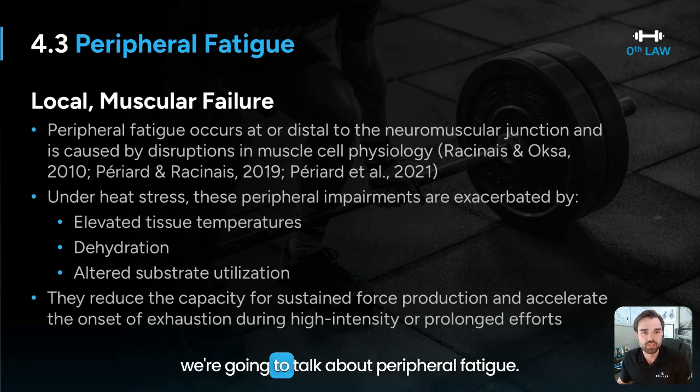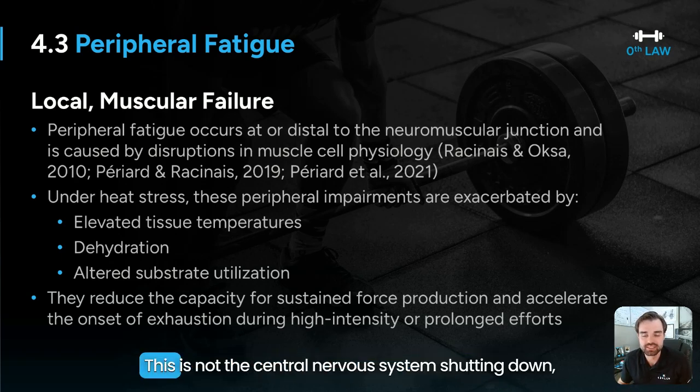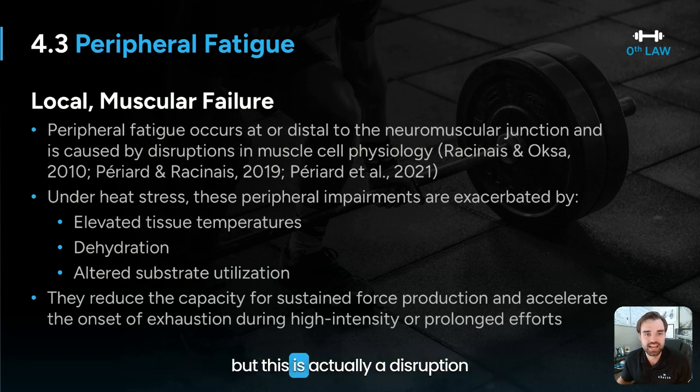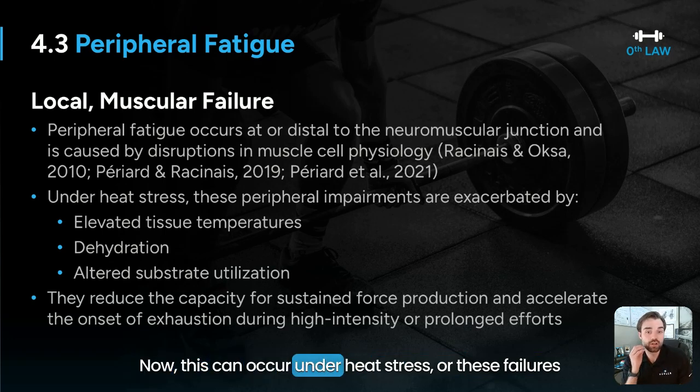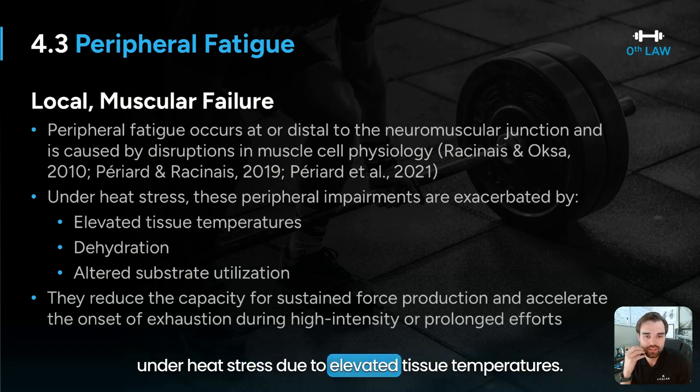Moving on in this section, we're going to talk about peripheral fatigue, starting off with local muscular failure. This is at a distal region. This is not the central nervous system shutting down, but a disruption in the muscle cell physiology. Now, this can occur under heat stress, or these fatigue points can be exacerbated under heat stress due to elevated tissue temperature.